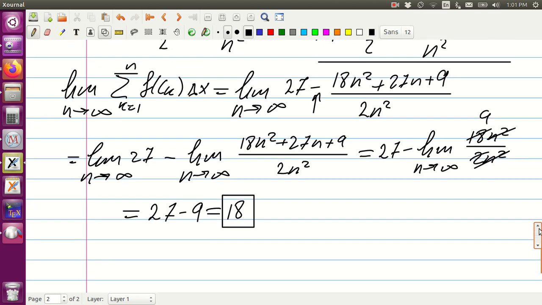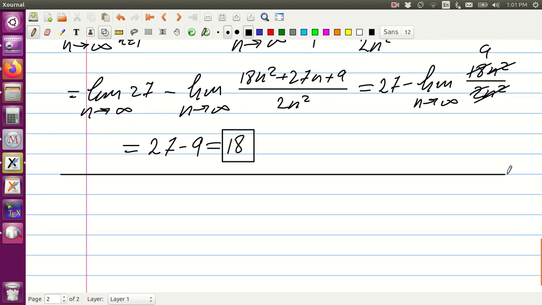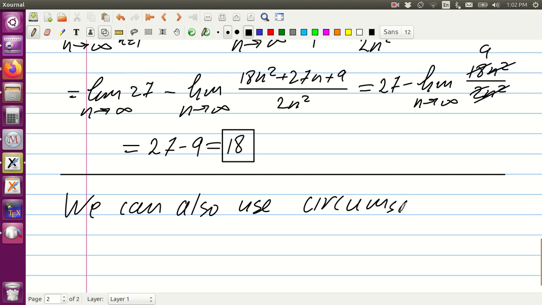Another example that we would like to do is the following, that we can also use circumscribed rectangles. We used inscribed, but we can use circumscribed too. So we can also use circumscribed rectangles.